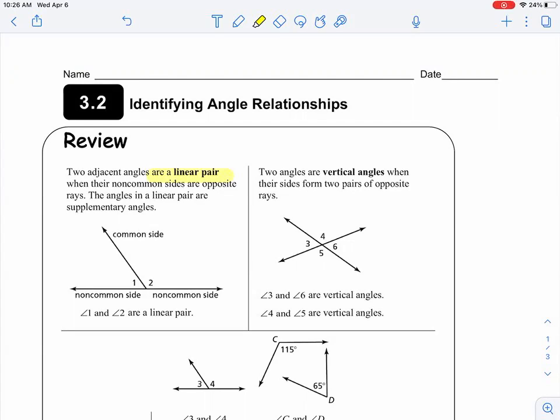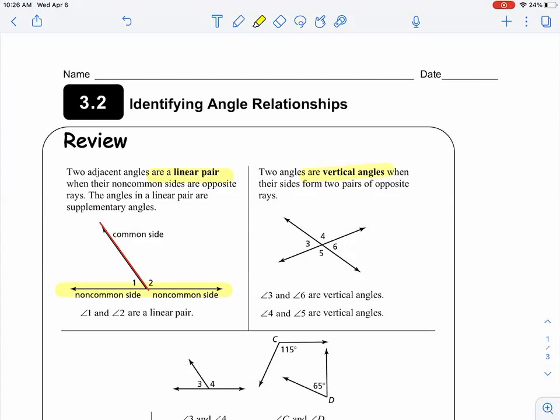So we have a linear pair. That means they make up a line. Okay, so angle 1 and 2 are a linear pair. Now they do share a common side, okay? And that's what makes them a linear pair, is that they share a common side. So that's one type of angle.